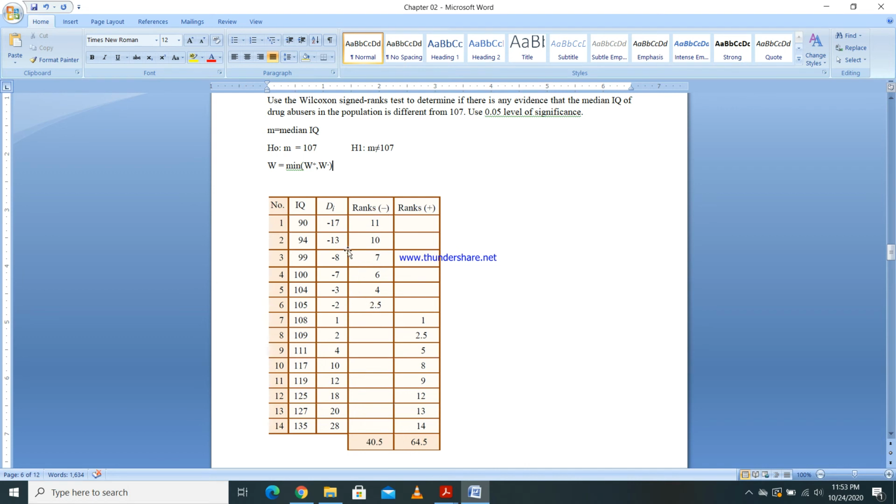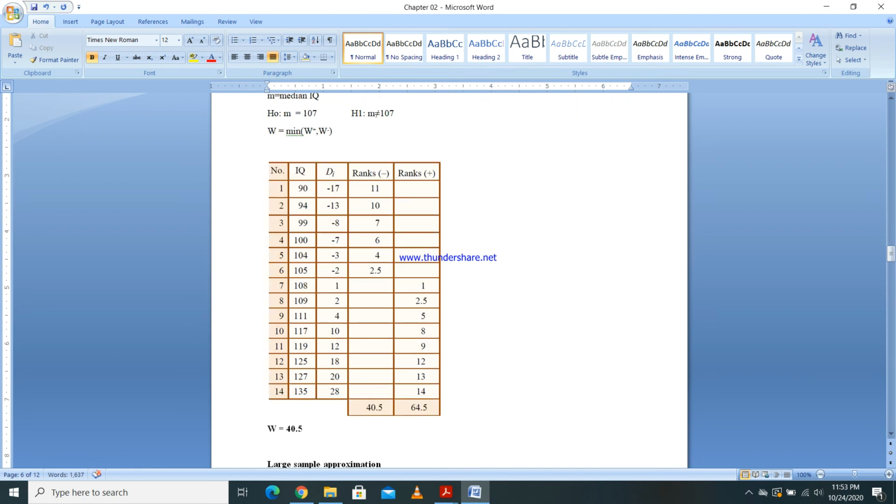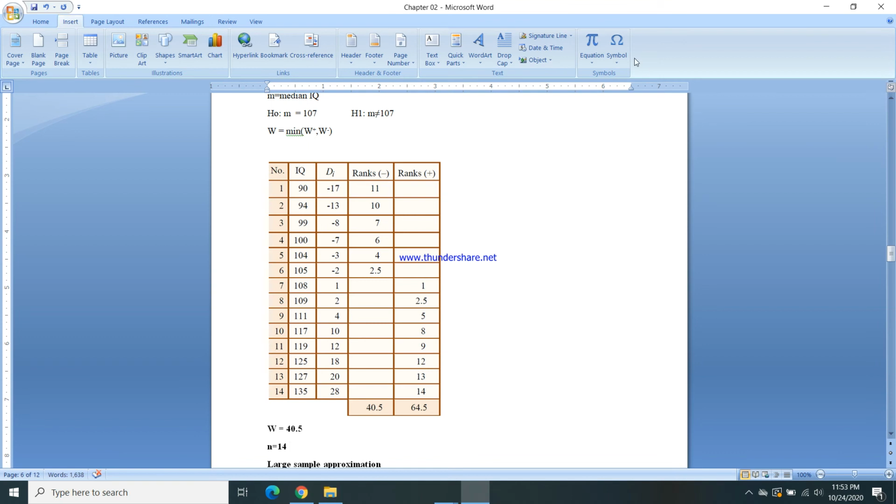And then we can take the summation of the positive ranks, that is 64.5, and the summation of the negative ranks, 40.5, right? And when you consider these two, the minimum is 40.5. So our test statistic is the minimum, so that is 40.5. Right, and then our sample size, the n value, is equal to 14, right? And the alpha value we know is equal to 0.05, right?